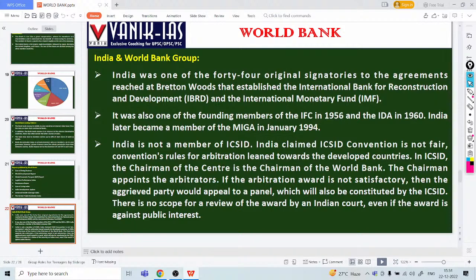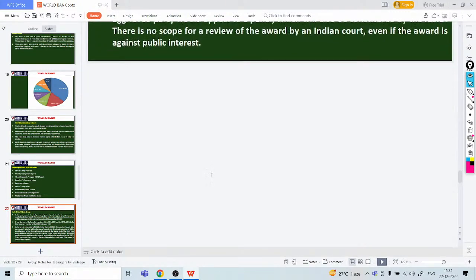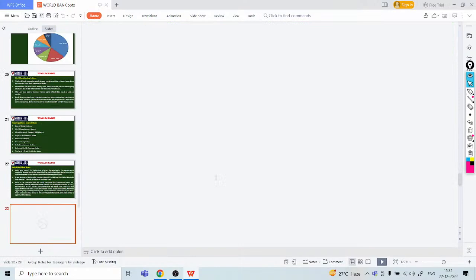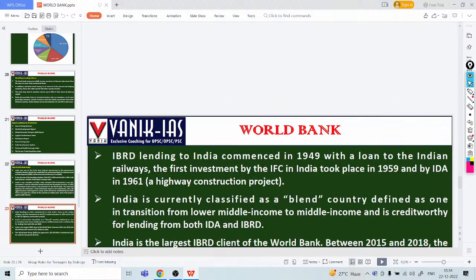India claims the ICSID convention is not fair. The convention's rules for arbitration lean towards the developed countries. In ICSID, the chairman of the center is the chairman of the World Bank. The chairman appoints the arbitrators. If the arbitration award is not satisfactory, then the aggrieved party will appeal to a panel, which will also be considered by the ICSID. There is no scope for a review of the award by an Indian court, even if the award is against public interest. So that is why India has not participated in the ICSID. India is not a member. Fine. But India is a member in all four group institutions of the World Bank except the ICSID.